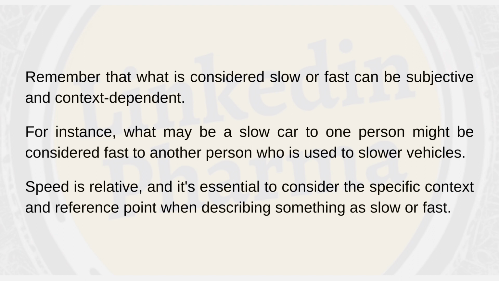Remember that what is considered slow or fast can be subjective and context-dependent. For instance, what may be a slow car to one person might be considered fast to another person who is used to slower vehicles. Speed is relative, and it's essential to consider the specific context and reference point when describing something as slow or fast.